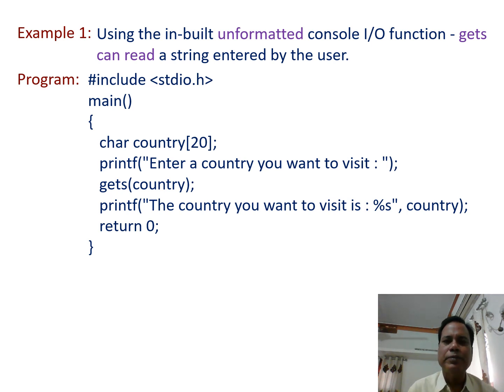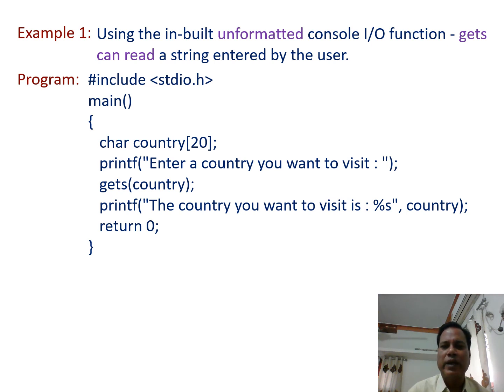So in this program, the first statement is char country[20]. Here we are going to store the name of a country. Now the name of any country contains a number of characters. So we have to store a string of characters, or we can say an array of characters. For that we declare a character array that may contain a maximum of 20 characters including the null character.